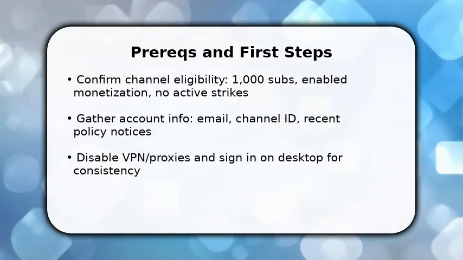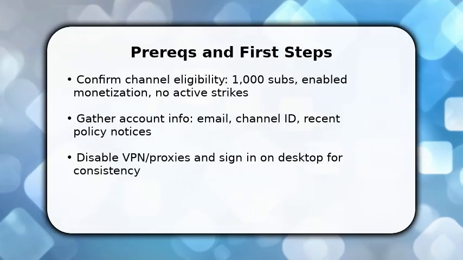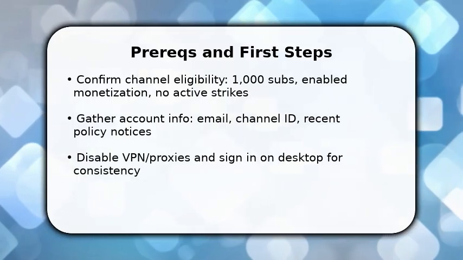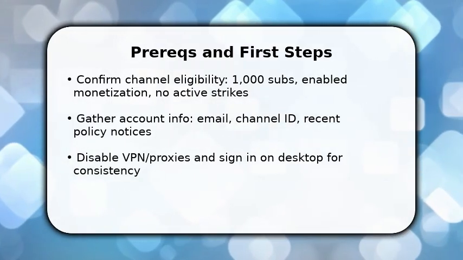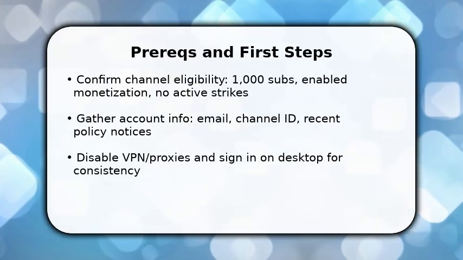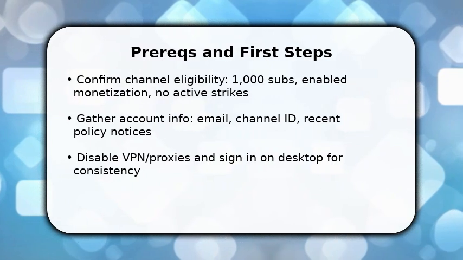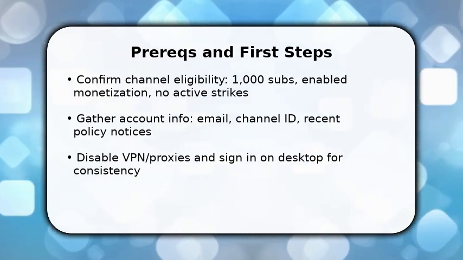Once done, gather the exact account details: email, channel ID, recent policy or strike emails, because you will reference them verbatim. Make sure you're on a desktop, with VPNs off, and signed into the correct Google account. This prevents verification mismatches that commonly halt reinstatement.